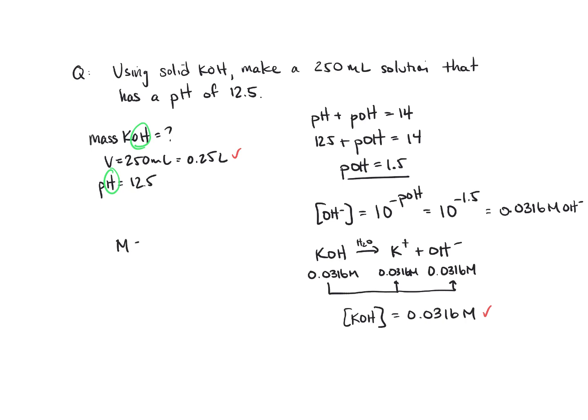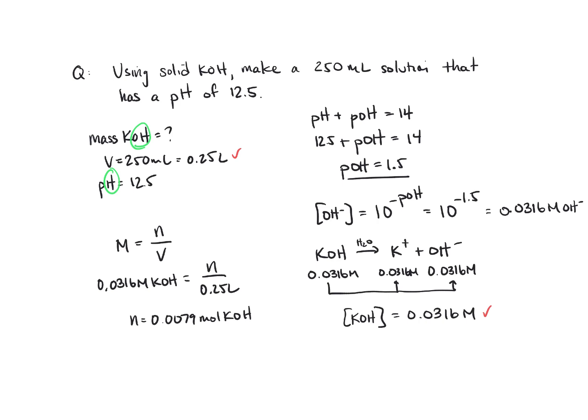So now we've got molarity and we've got volume, which we can go to the third and final equation. Molarity is equal to n over V. We've got molarity, which is 0.0316 molar KOH, equal to n over 0.25 liters. And if we do that math, times 0.25, we get n is equal to 0.0079 moles of KOH.